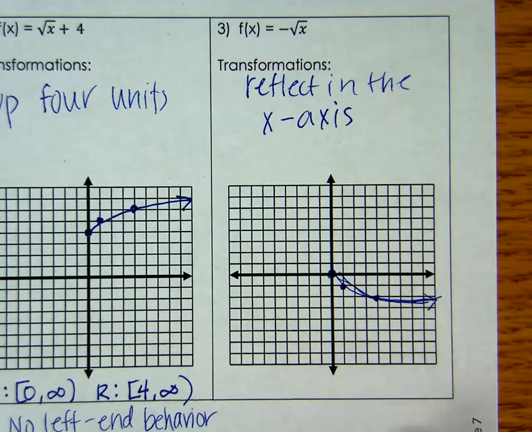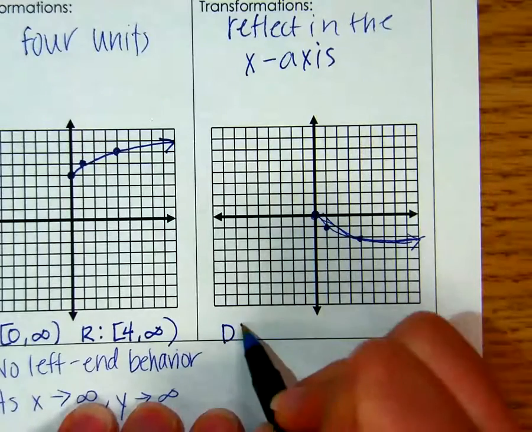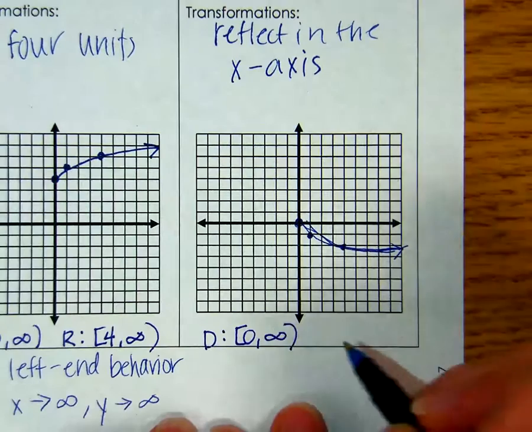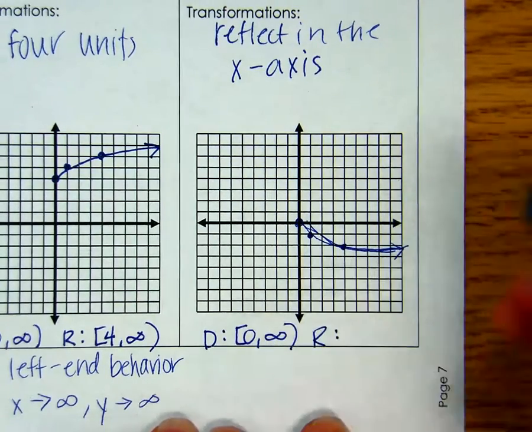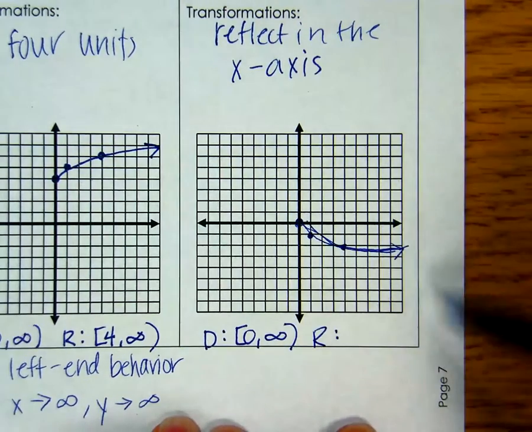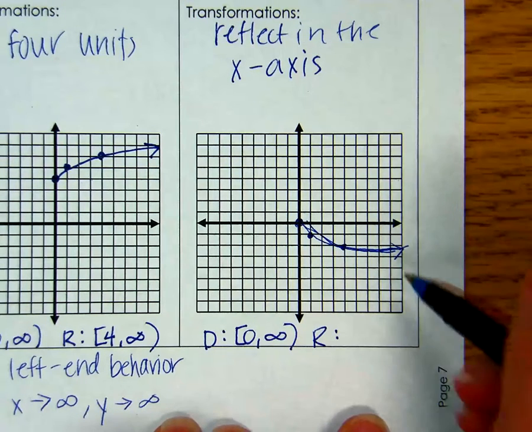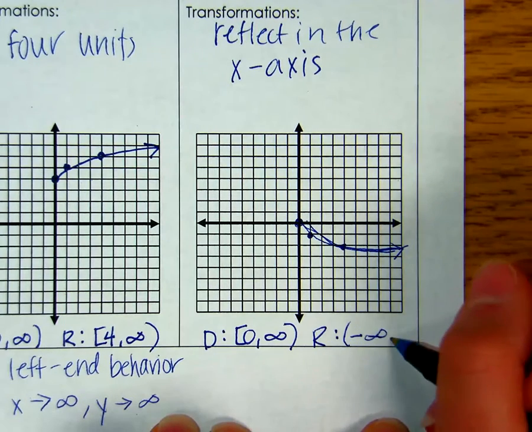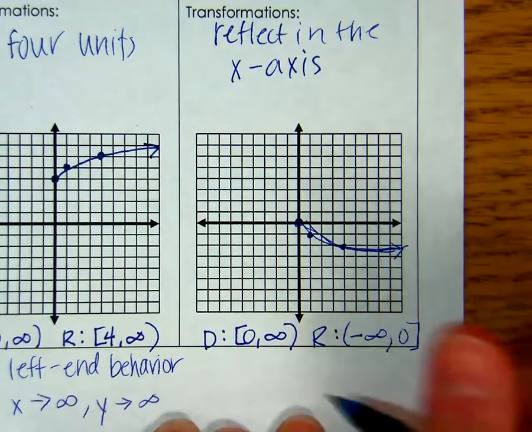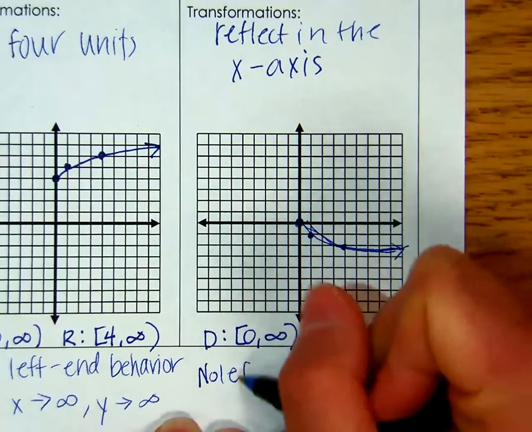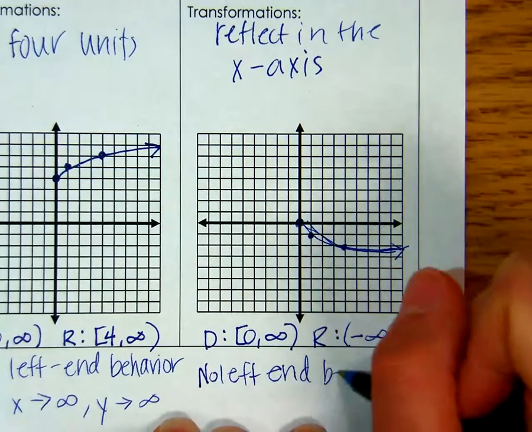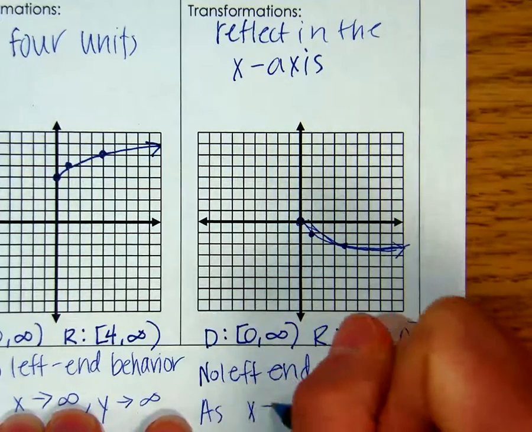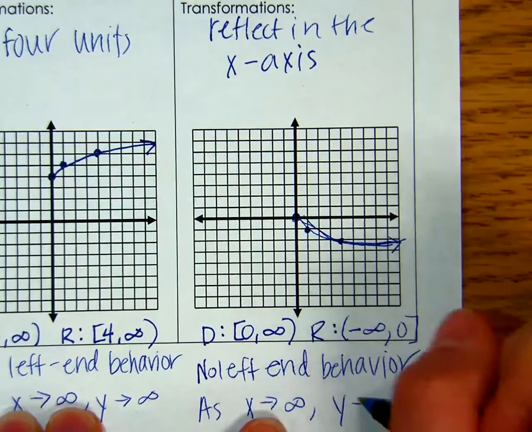The domain for this function is again 0 to infinity because we did not shift it anywhere. The range is a little bit different. It's actually a decreasing function because it's going down as you move from left to right. So the lowest value that the range is going to be is negative infinity. So you do need to start with negative infinity, and then it goes up to 0. Again, there is no left end behavior. And as x approaches infinity, y is approaching negative infinity, which shows that it is a decreasing function.